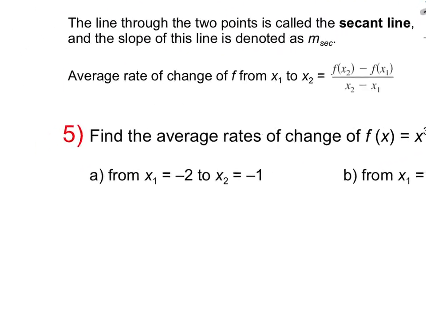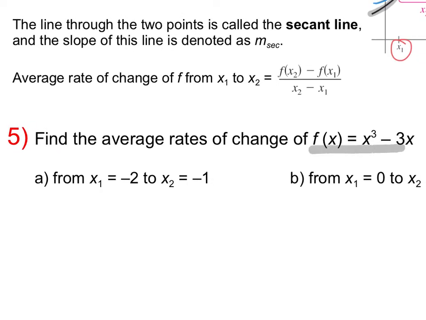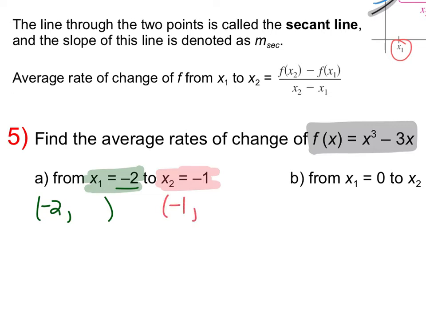So let's go ahead and find the average rate of change. Here's our function. We're going to need to see that f of x equals x to the third minus 3x. And then we'll use a couple different intervals. First interval is where x1 is -2 and x2 is -1. And so what we can do is take these and write them as ordered pairs. So if our x value is -2, we'd have -2 for x, then we need to figure out y. And the same idea, if our second x value is -1, we need to figure out y.